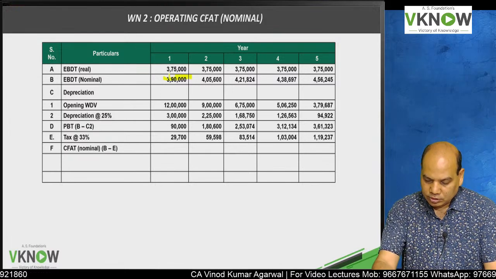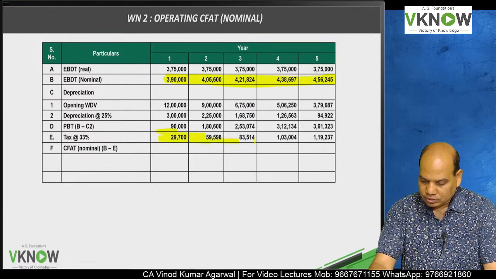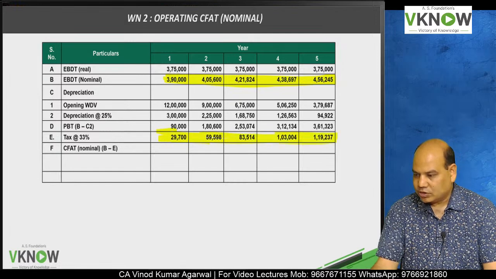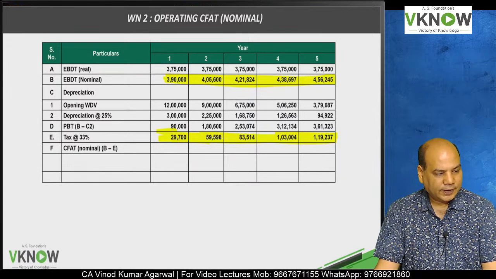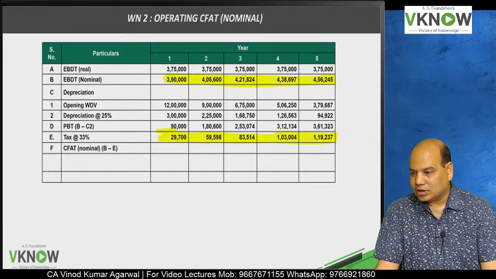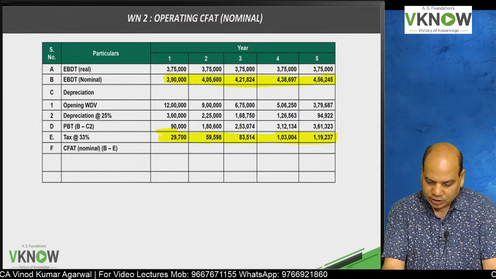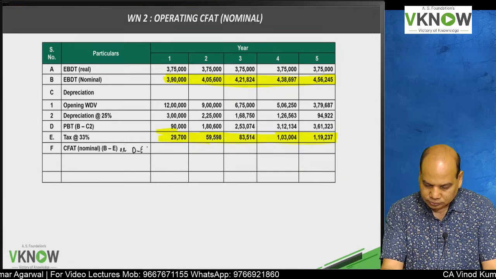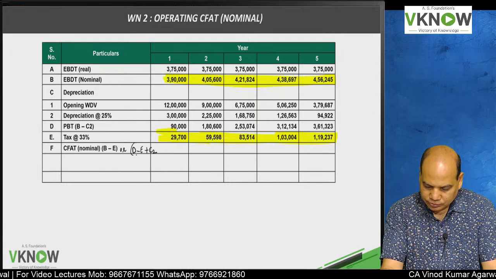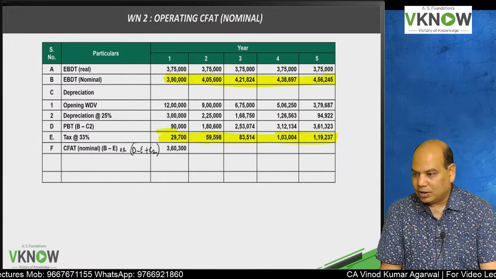CFAT nominal will be cash inflow minus tax payment. Just these two lines will serve the purpose. B minus E, or you can take PBT minus tax plus depreciation. That is also okay if you are comfortable with that. Or D minus E plus C2, if you are comfortable with that. Yes, please reply.